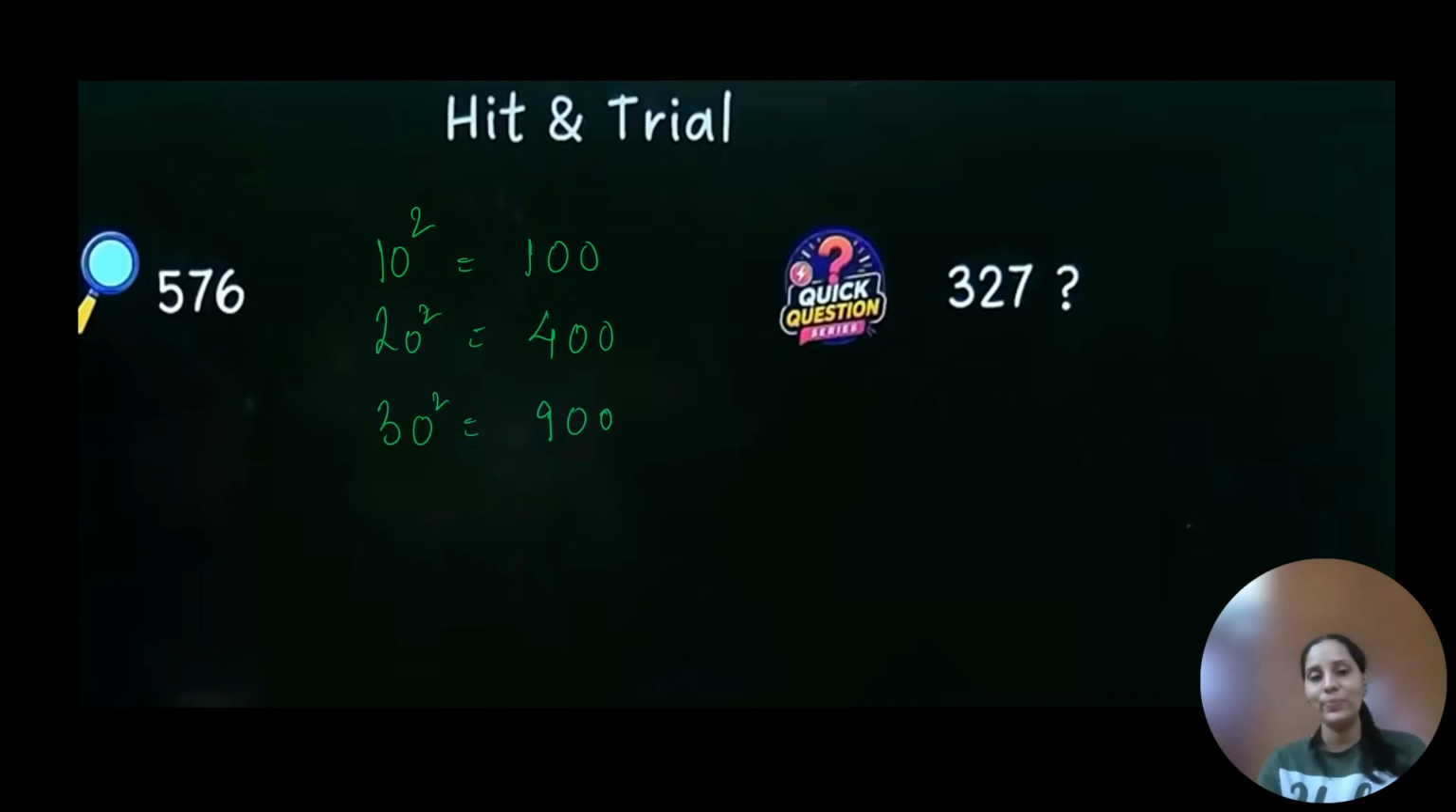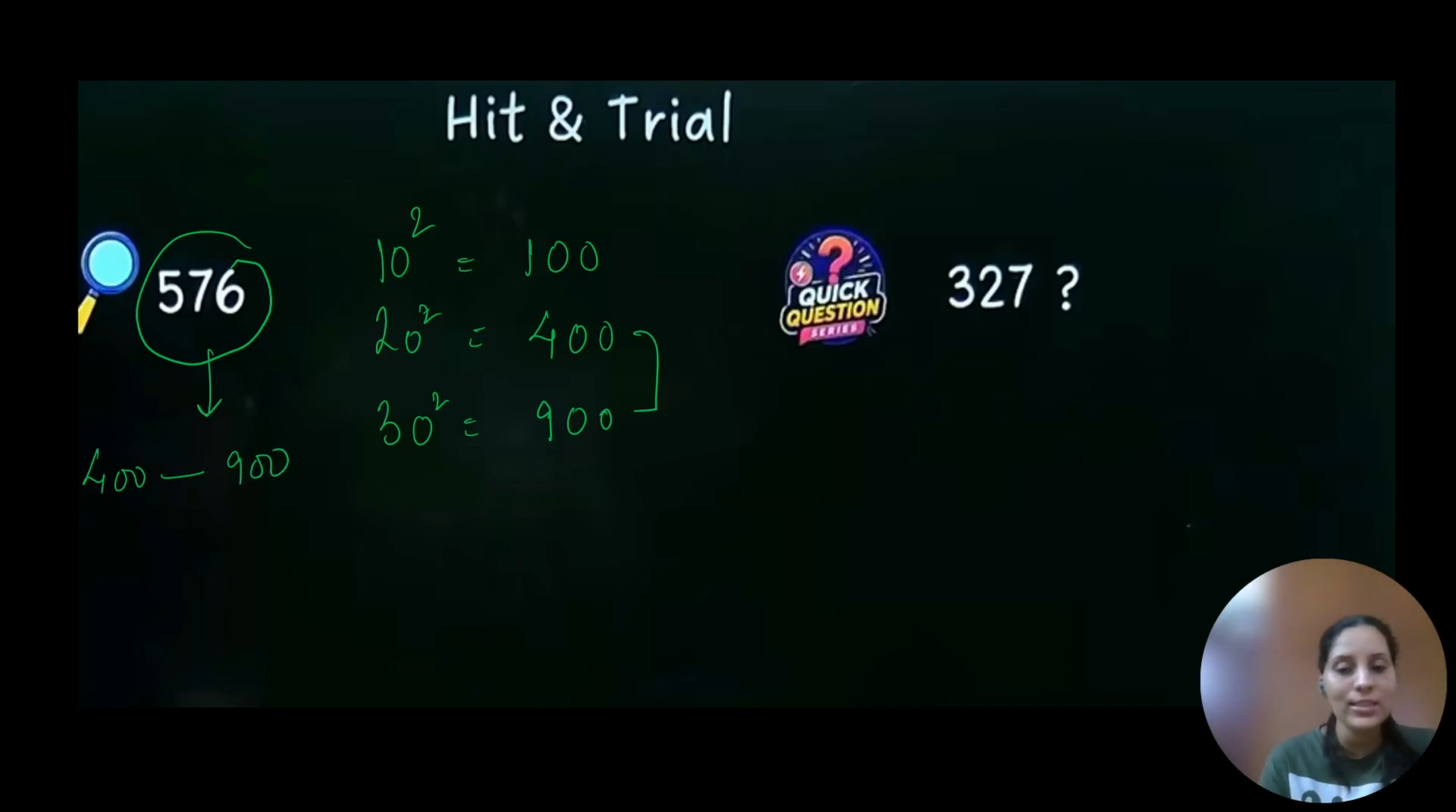First, let us explore the first one, which is hit and try. 10 squared is 100. 20 squared, 2 squared is 4, followed by two zeros. 30 squared, 3 squared is 9, followed by two zeros, and so on. Now let us see 576. Now 576 falls between 400 to 900, isn't it? Between 20 squared and 30 squared. Now let us see what is your ones digit.